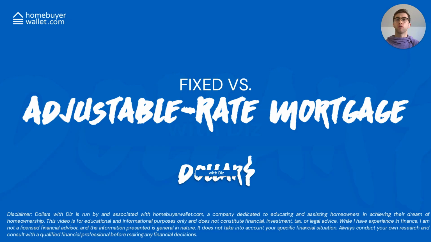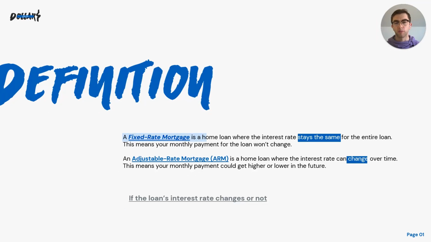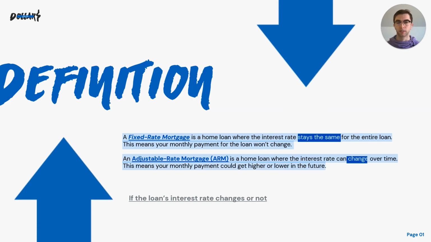In this video, we're going to go over the difference between a fixed rate mortgage and an adjustable rate mortgage. A fixed rate mortgage is a home loan where the interest rate stays the same for the entire loan. This means your monthly payment for the loan won't change. An adjustable rate mortgage, or ARM loan, as people call it, is a home loan where the interest rate can change over time. This means your monthly payment could get higher or lower in the future.